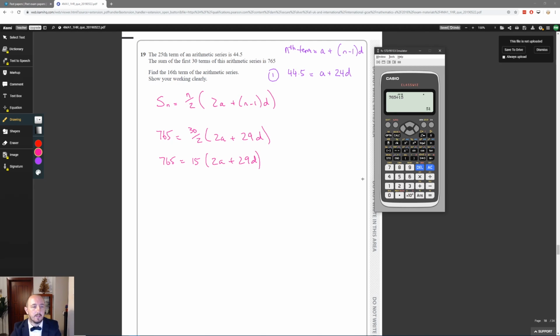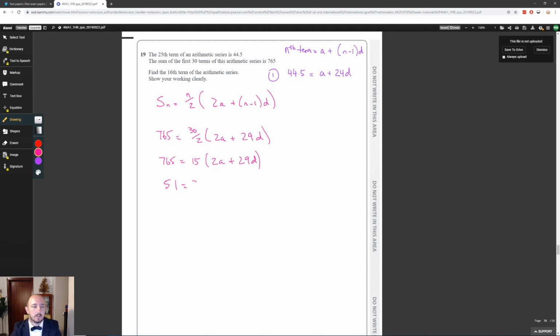So 51 equals 2a plus 29d. You can multiply out the brackets if you want. This is our second simultaneous equation. If I take the first one and multiply it by 2, then I would get 89 equals 2a plus 48d, and then I can subtract these from each other.